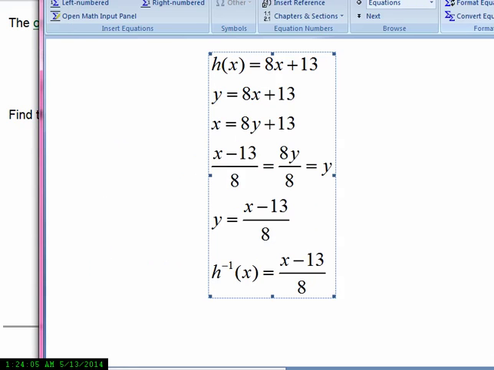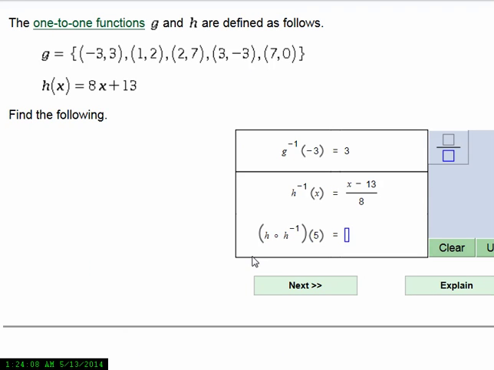All right, now let's do the third problem. Our third problem says compute h composed with h inverse of 5. It turns out when you take h composed with h inverse of 5, that really is saying first compute h inverse of 5, see what number you get, and then evaluate that value for h. So let's see what that looks like.